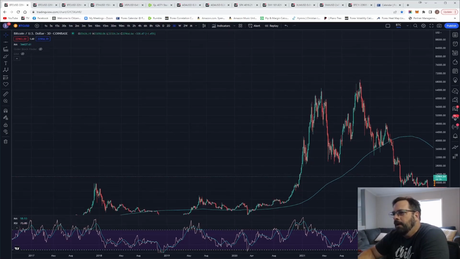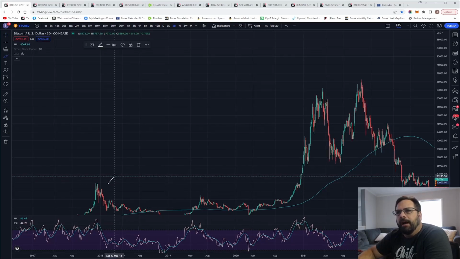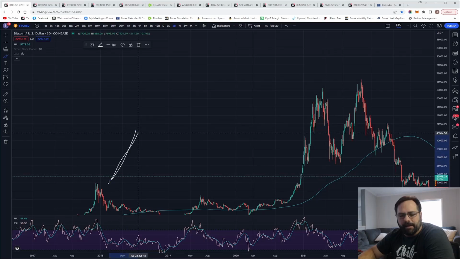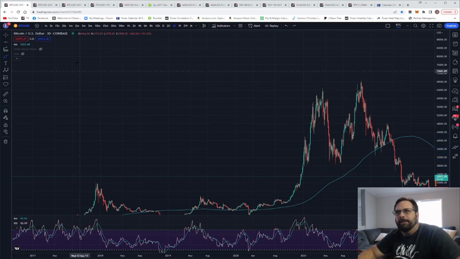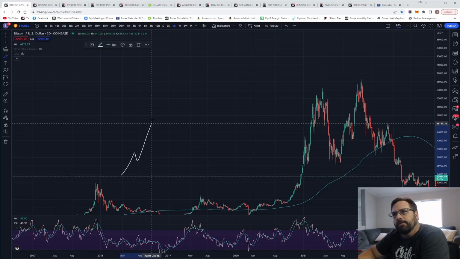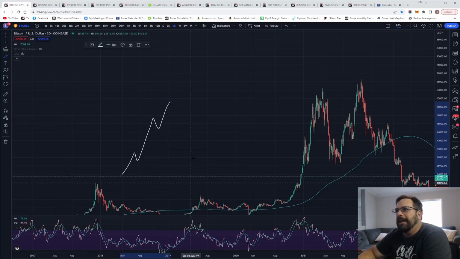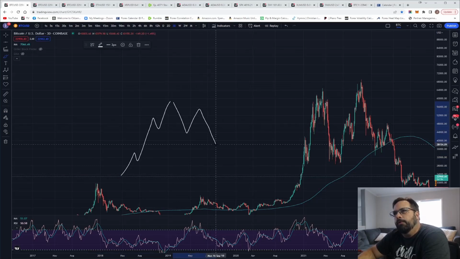All right, the structure I'm going to introduce you to today, guys, is called a flat, which is a correction. When we talk about corrections, we're talking about the market moving in impulses, which generally move in 5 waves to the upside or downside. You can have impulses to the downside and you can have impulses to the upside. They're generally 5 waves, 1, 2, 3, 4, 5. And then you'll get a correction which pulls back in 3 waves.